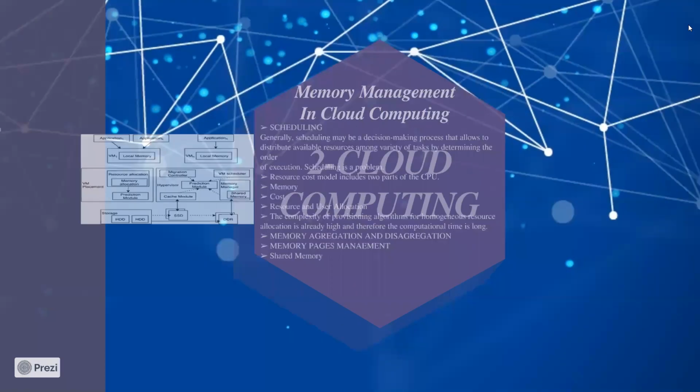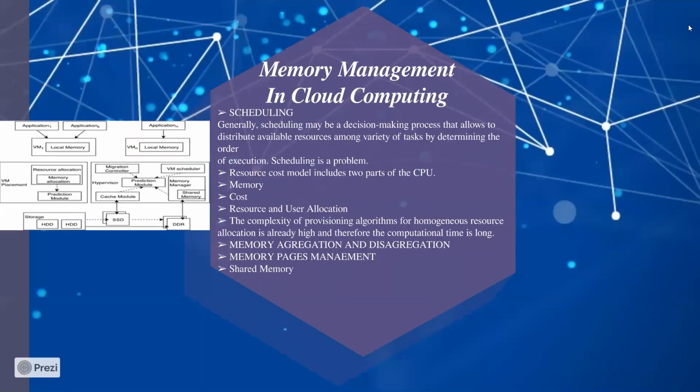The complexity of the provisioning algorithm for homogeneous resource allocation is already high, and therefore the computation time is long. Further considerations on deeply heterogeneous resources add additional dimensions to the computation, which can significantly increase the complexity. The stage of resource allocation is responsible for allocating a VM to the host, represented as a three-dimensional cube with the CPU, network bandwidth, and memory capacity of the host as axes. Now further, I'm going to discuss memory aggregation and disaggregation.